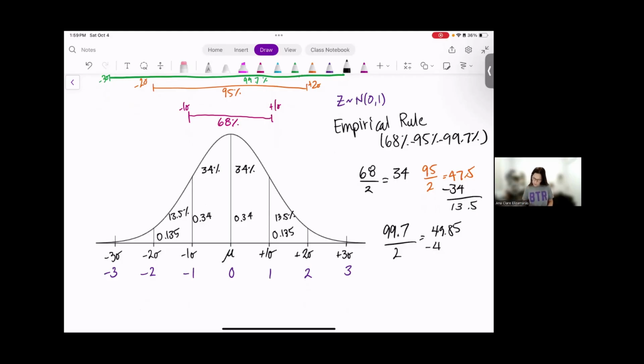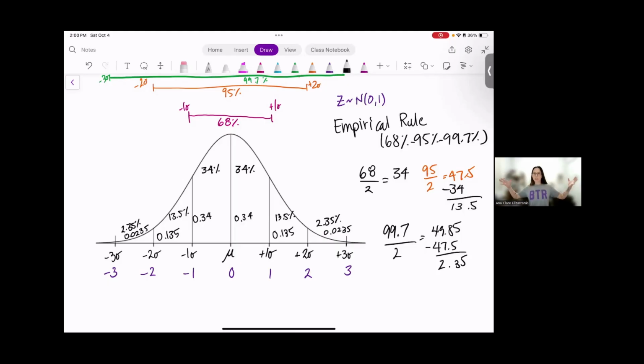If we subtract away the 47.5 we've already accounted for, we get 2.35. So this is 2.35%. It doesn't really fit under the curve anymore, so I'm writing it above. And as a decimal, that is 0.0235. It's small.